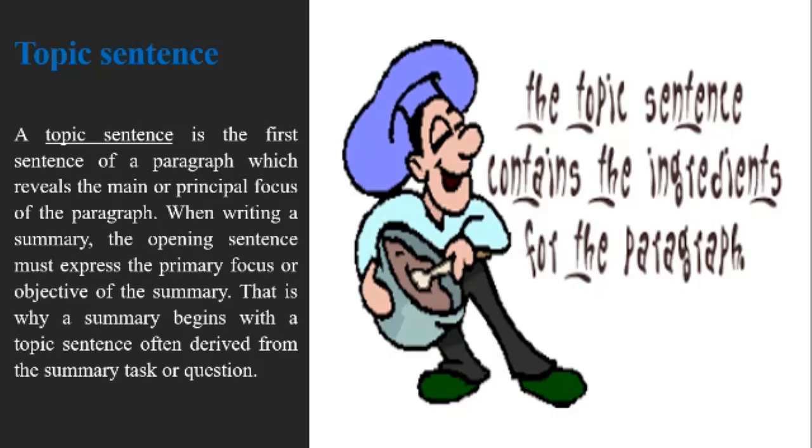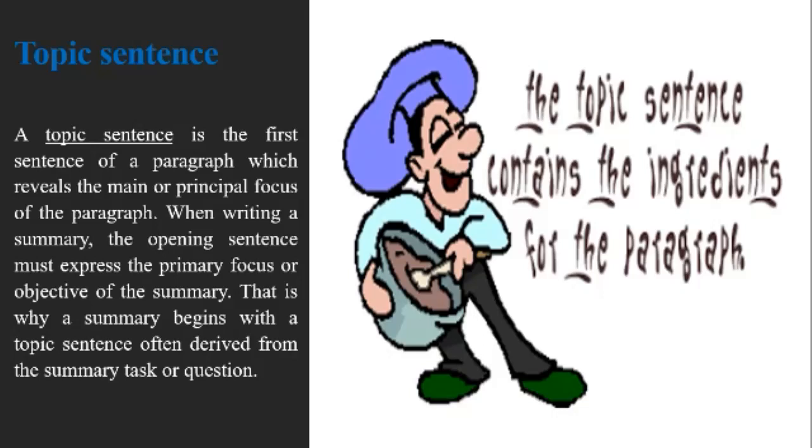The question focuses on the advantages of tourism in Australia. So your topic sentence could be crafted like this. You could say, there are numerous advantages of tourism in Australia. Or you could begin by writing, one of the advantages of tourism in Australia is blah, blah, blah. Basically, every summary you write must begin with a topic sentence.